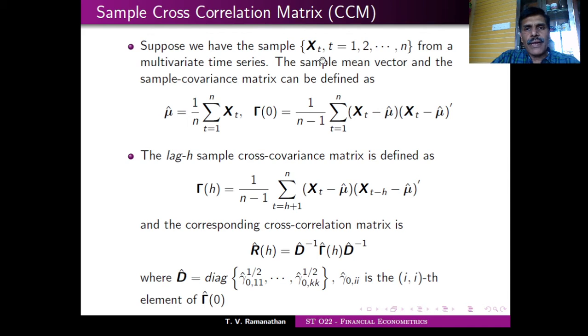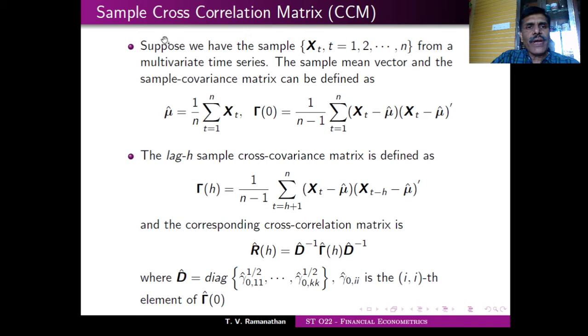So suppose we have a sample xt. Now this xt is a k by 1 vector, for t equal to 1 to n. So this forms a multivariate time series. You have learned multivariate analysis, where you have the dimension of the vector as p, and then you have n observations. I am talking about something similar. I have n observations, but it's a time series, so it's sequential. And each of them is of dimension k.